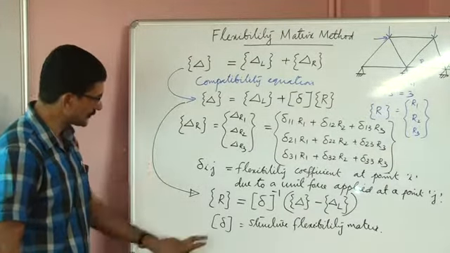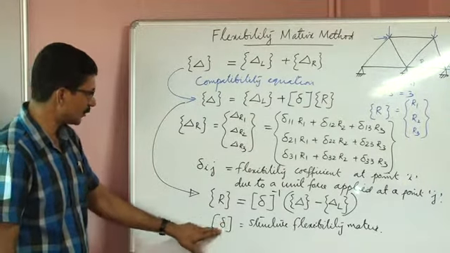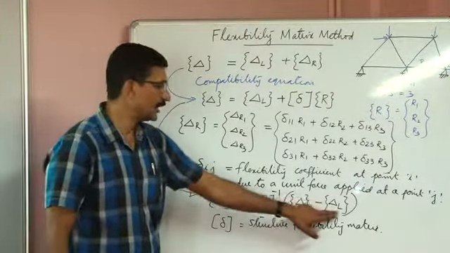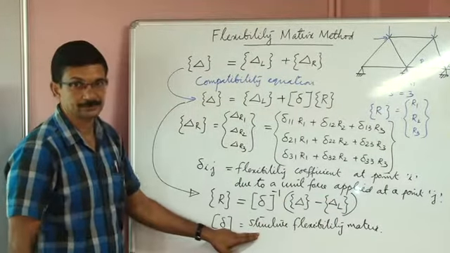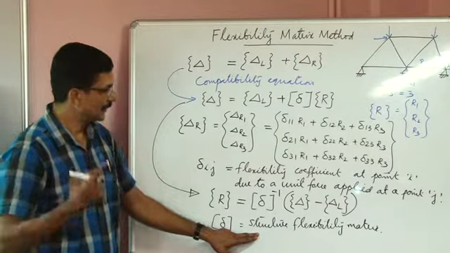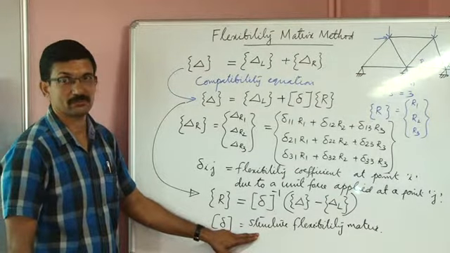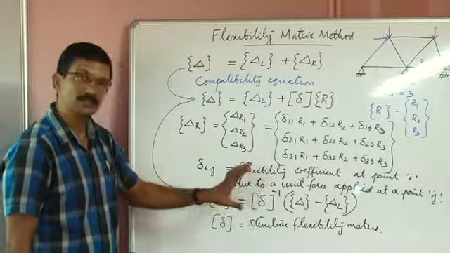Now, to develop this structure flexibility matrix and delta L vector, we have two approaches. One approach is the structure approach or system approach, and the second approach would be the element approach. We will discuss the different approaches in the next session.